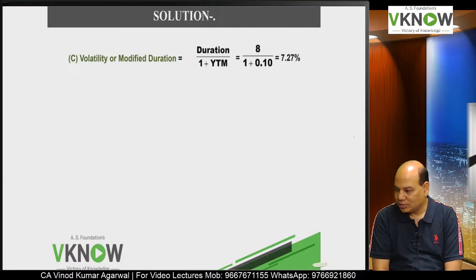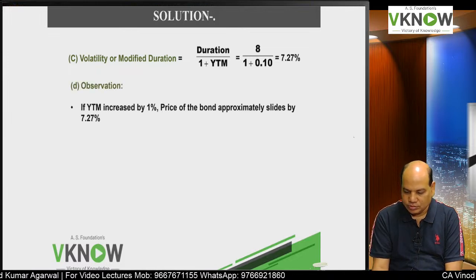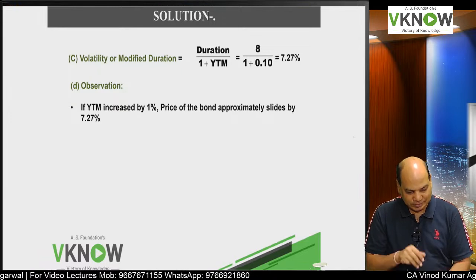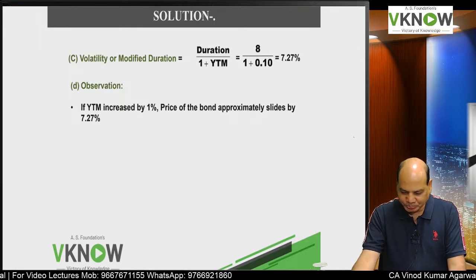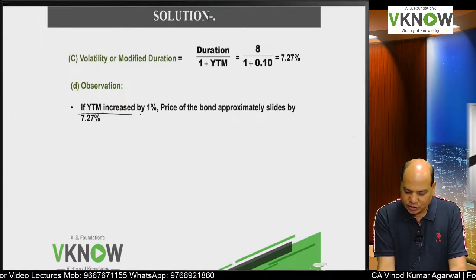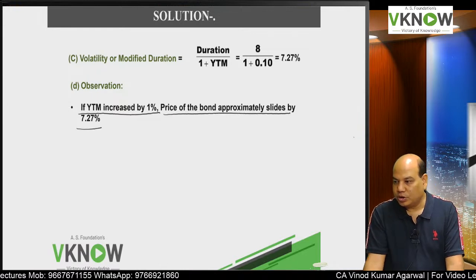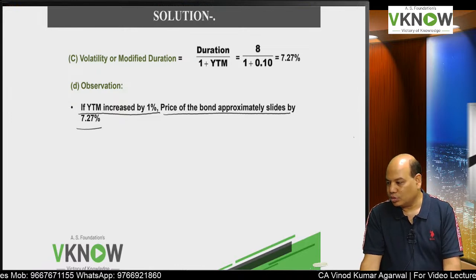7.27. Just check it again. One student said 7.23, but it should be 7.27%. So what does that 7.27% indicate? That if the YTM changes by 1%, the price of the bond will change by 7.27%. Write a note. Observation.